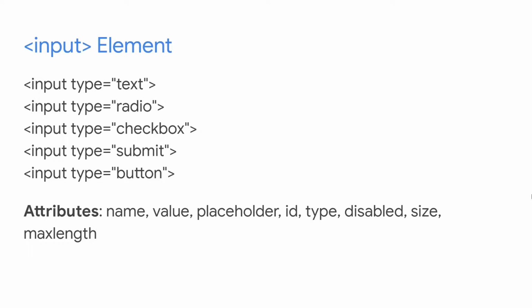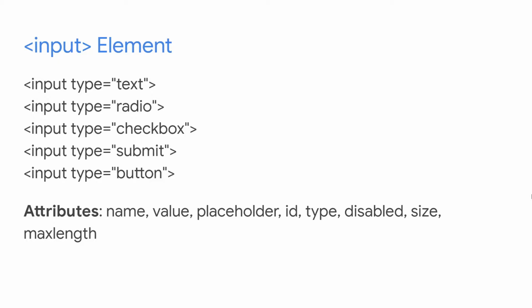And also we have input fields. Inside the form we can create input fields with the help of the input tag, and we have attributes like type equal to text, so it will take text. Or we can create a radio button with type equal to radio, or a checkbox, or a submit button or normal button. So this is how we can create input fields. We can also pass attributes like name, value, placeholder, ID, type, disabled, size, and maxlength.